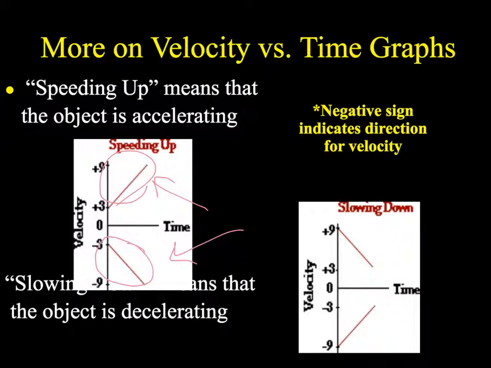If you want to talk about slowing down, you look at these two graphs. These guys are slowing down because their velocities are decreasing closer to zero.